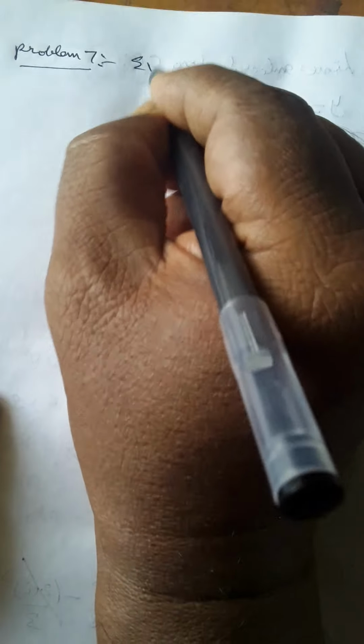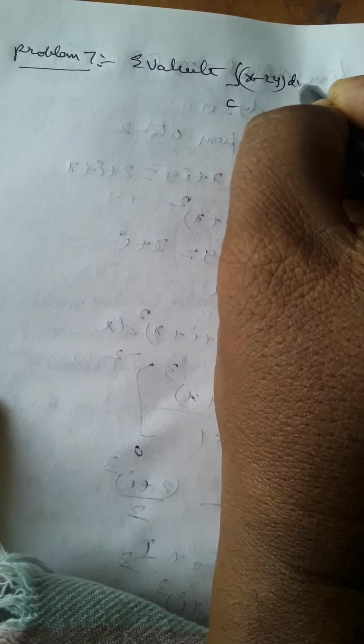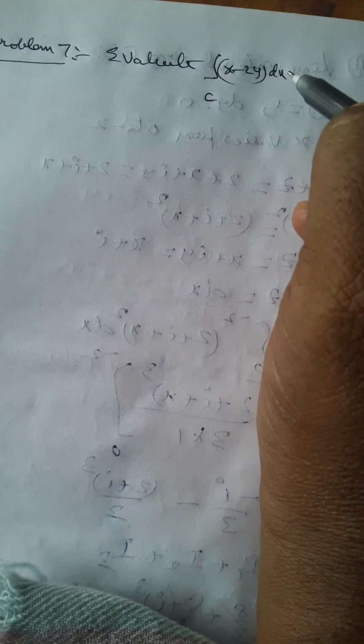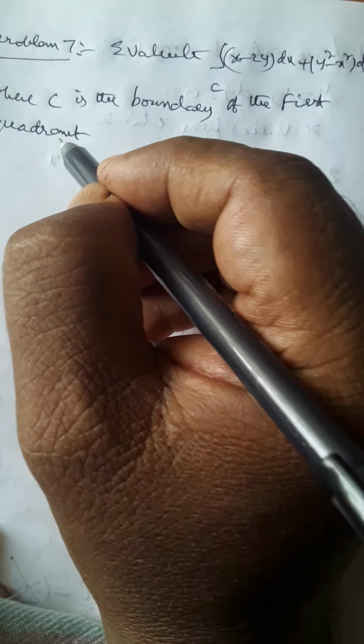Problem 7. Evaluate the integral over C of (x minus 2y) dx plus (y square minus x square) dy, where C is the boundary of the first quadrant of the circle x square plus y square is equal to 4.